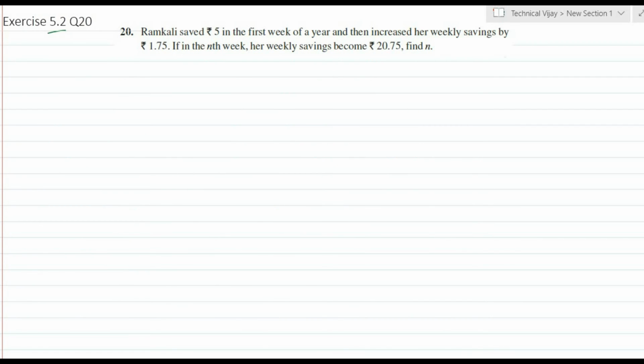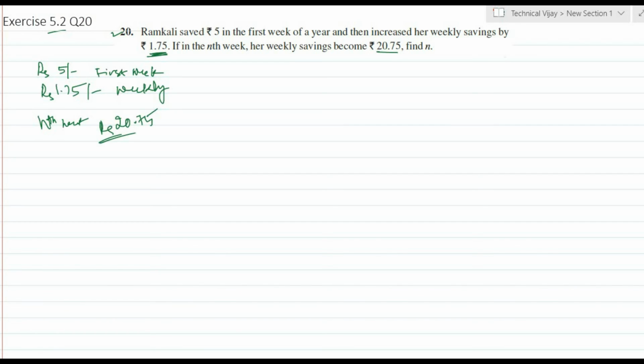So exercise 5.2, question number 20. Ramkali saved rupees 5 in the first week of the year and then increased her weekly savings by rupees 1.75. Rupees 1.75, she is increasing weekly. Weekly she is adding. So if in the nth week her weekly savings become 20.75.